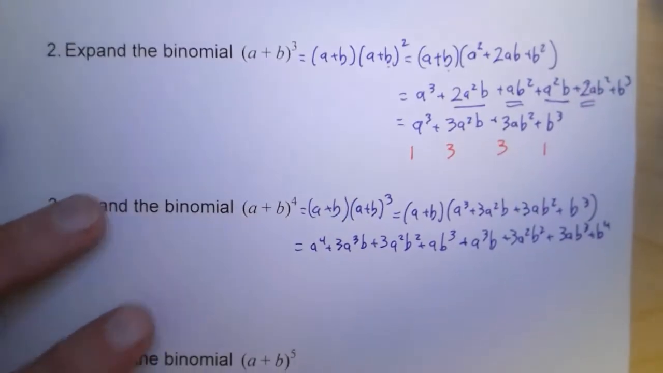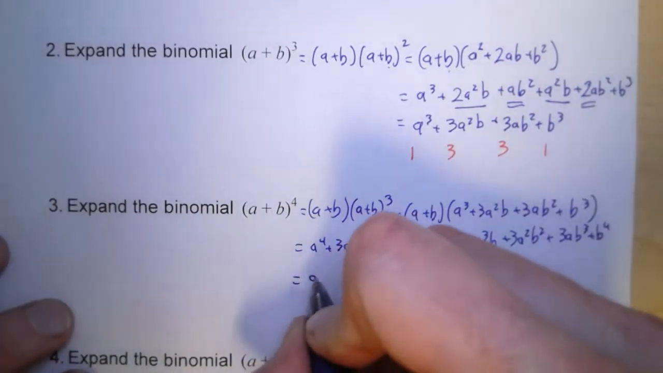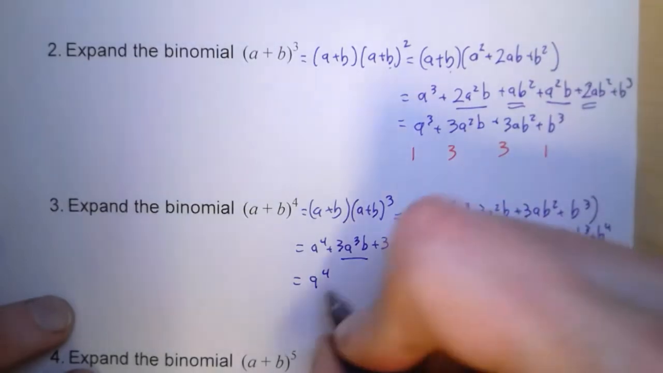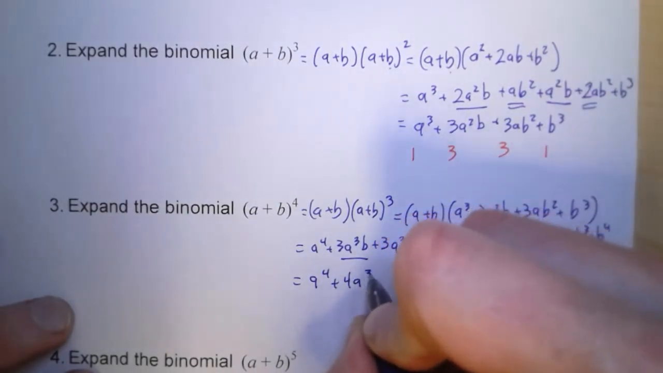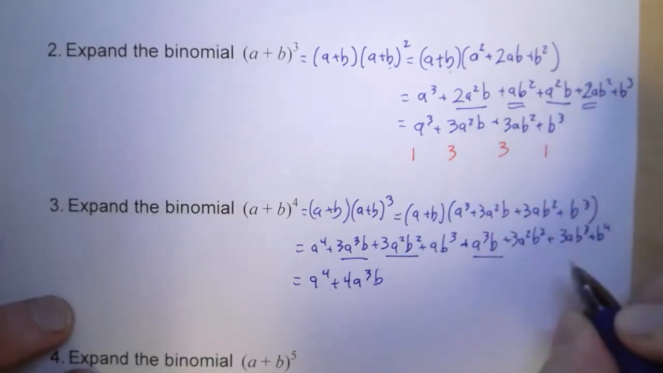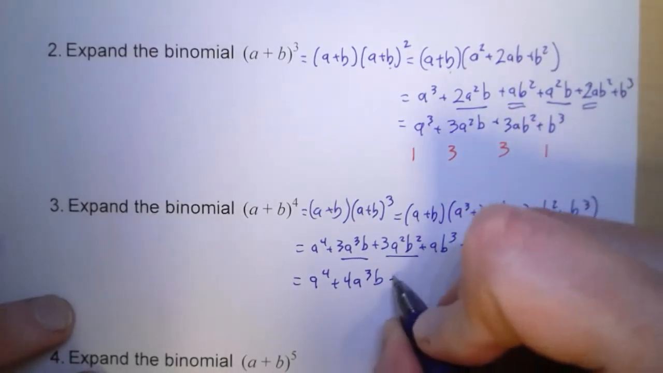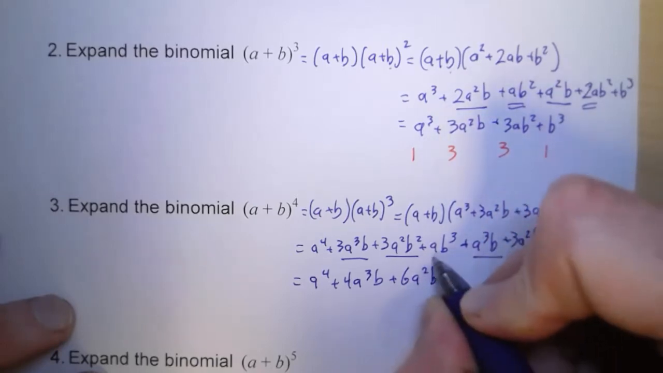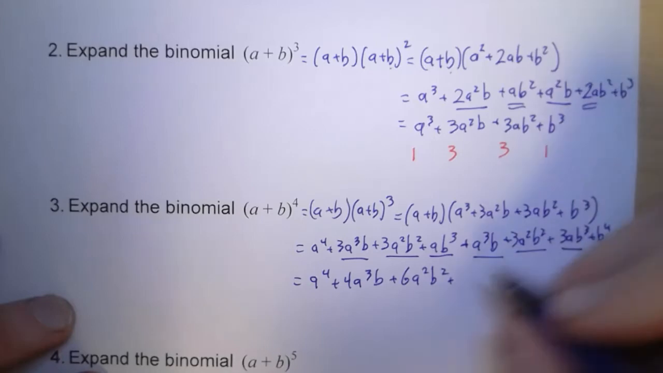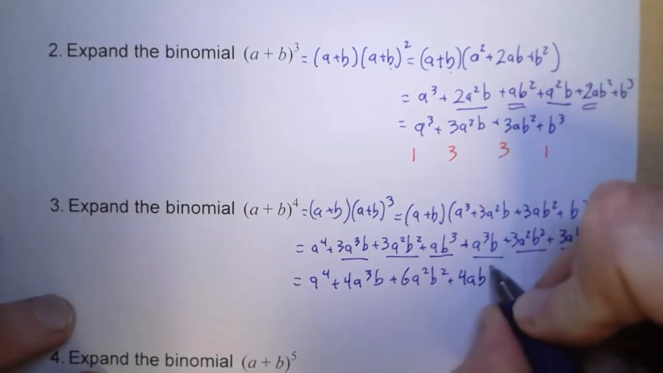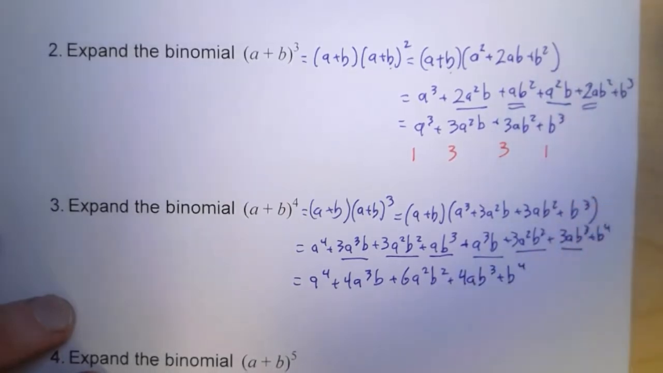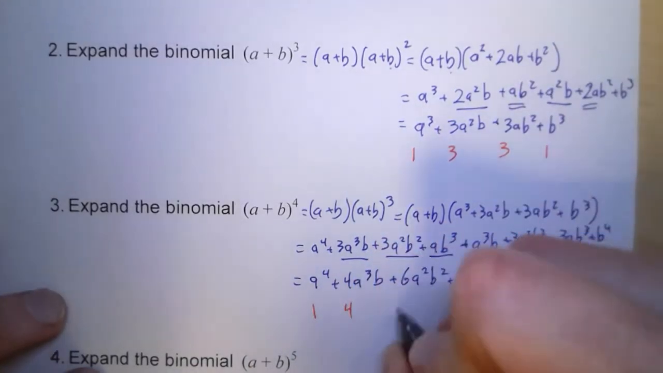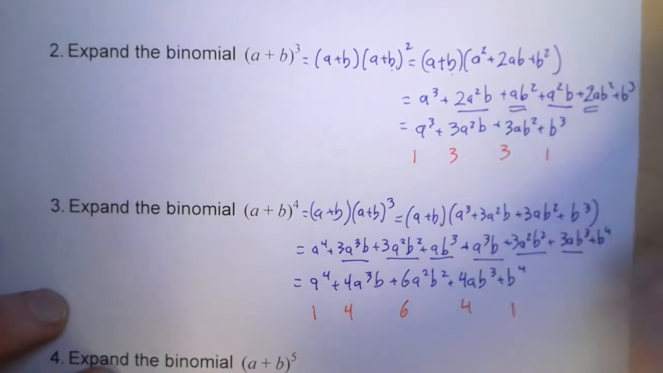So now if we combine like terms, we get a cubed b here and a cubed b there. So that's 4a cubed b. And then here we have an a squared b squared and an a squared b squared. So that's 6a squared b squared. And then this is an ab cubed and this is an ab cubed. So that's 4ab cubed plus b to the fourth. So our coefficients are 1, 4, 6, 4, 1.